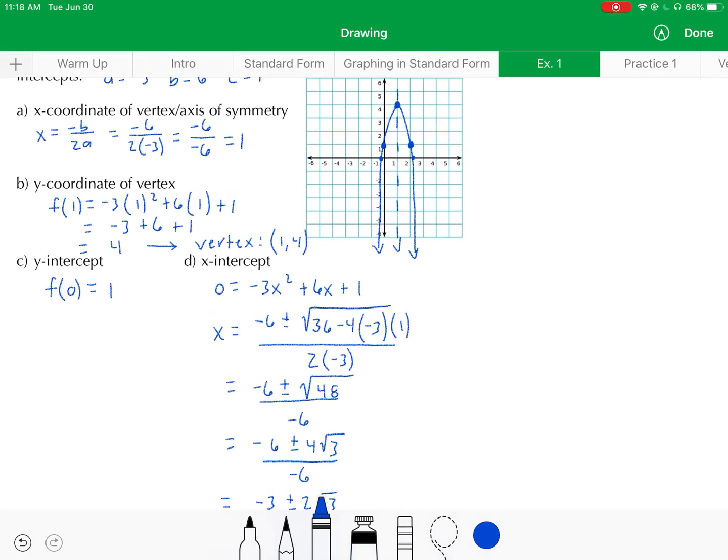Now it's your turn to practice. You're going to pause the video and work through practice 1, which is going to be very similar to what we've just done in this example. When you're ready, come back to the video and check your work with what I have on the screen.